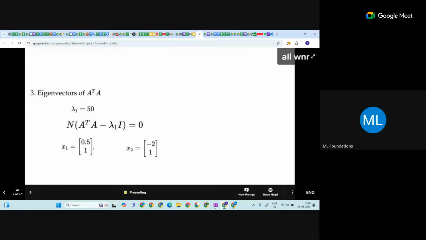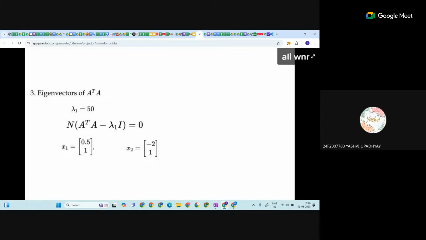So how are others getting the root? How is the root coming? They're taking the unit vector. Okay, unit vector. Yes, so we have to normalize it.